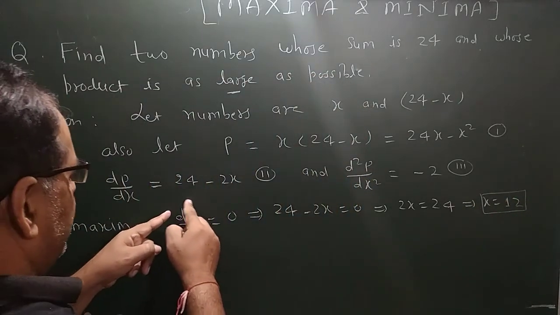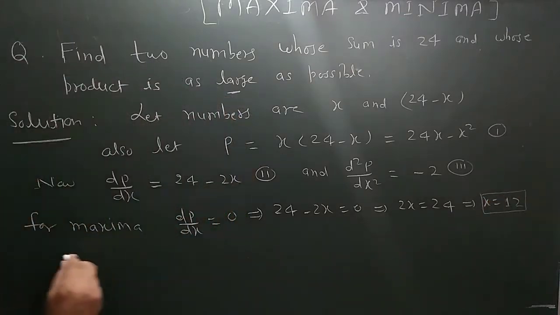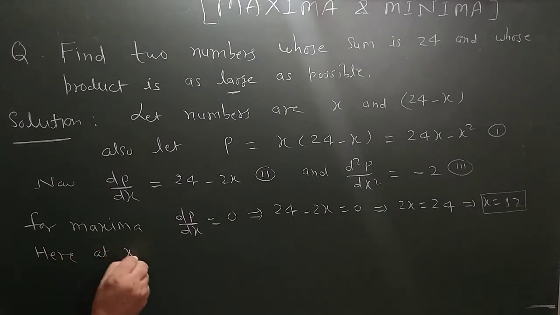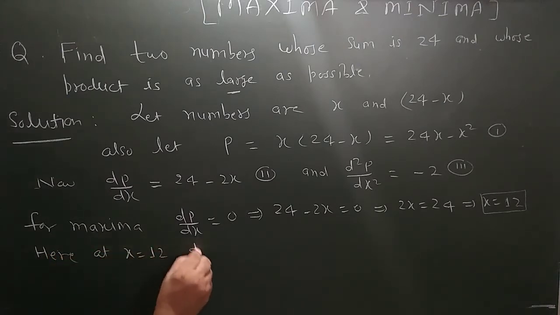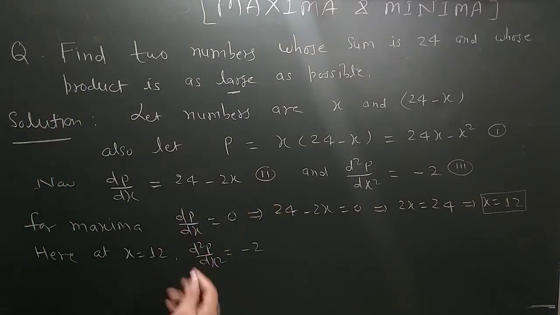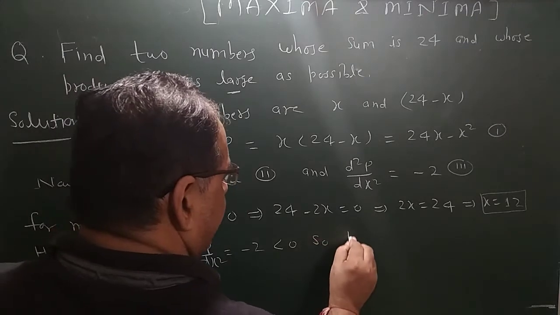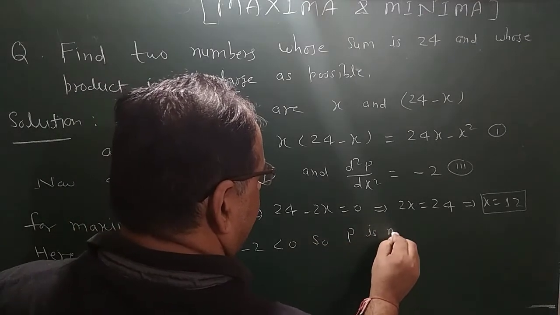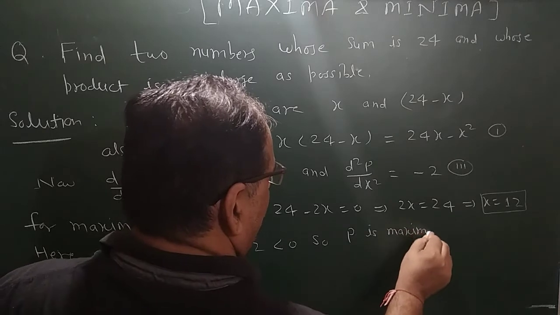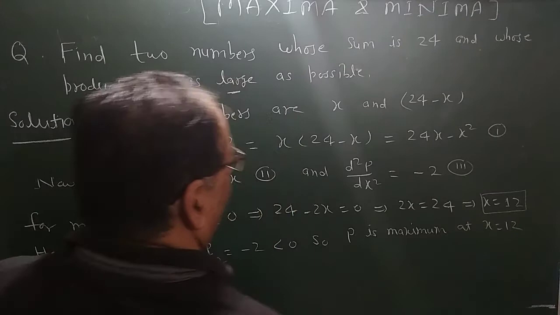When we put the first order derivative equal to 0, we find the value of x, and this is x equal to 12. Now we check at x equal to 12. d2p over dx square is equal to minus 2. There is no place to put the value of x. This is negative. So p is maximum at x equal to 12.